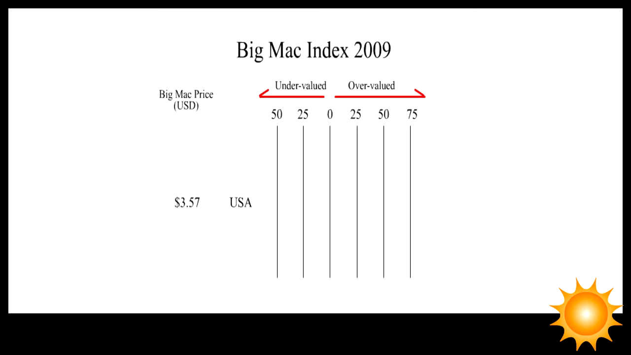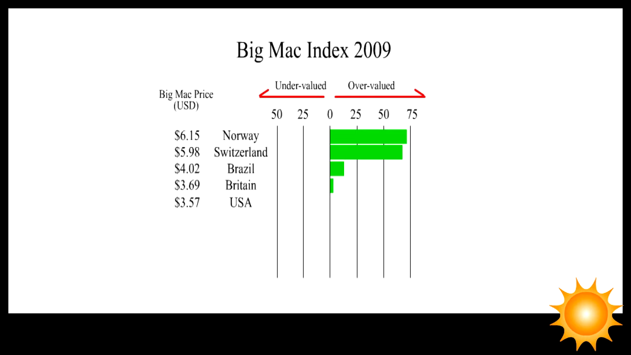Let's go shopping in selected countries to find the most expensive and the least expensive Big Mac by comparing their prices in US dollars. In 2009, the Big Mac sold for $3.57 in the US, $3.69 in Britain, $4.02 in Brazil, $5.98 in Switzerland, and $6.15 in Norway. So Norway had the most expensive Big Mac in the world.